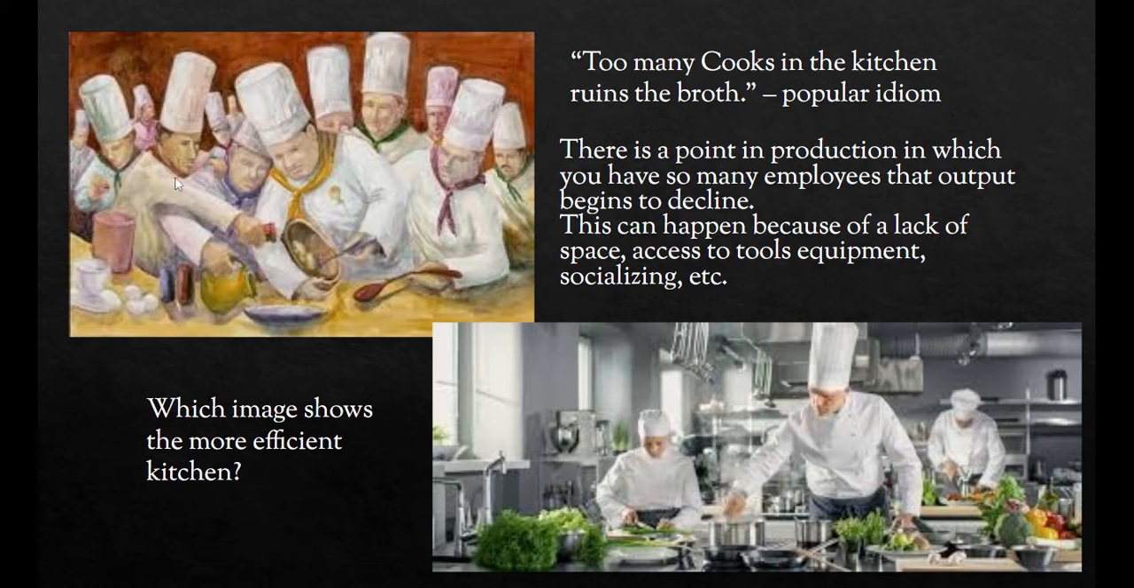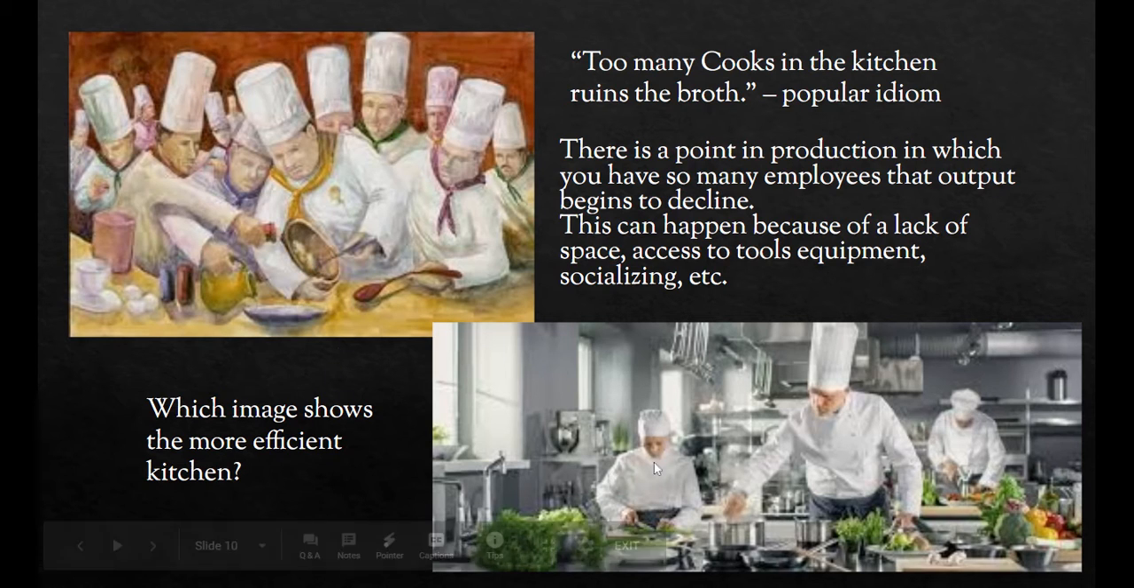So you've got 1, 2, 3, 4 that are doing anything. One is really the only one. I mean, this one is really only doing anything effective. So there is a point in production in which you have so many employees that output begins to decline. Okay, you've got all of these people crowding into this one space, and it's probably going to take him longer to get done what he needs to get done with these 3 other people trying to help him out. And who knows how many others are going to try to reach in and help him.